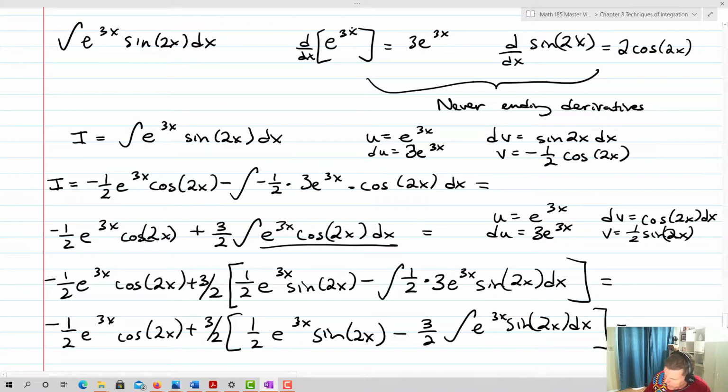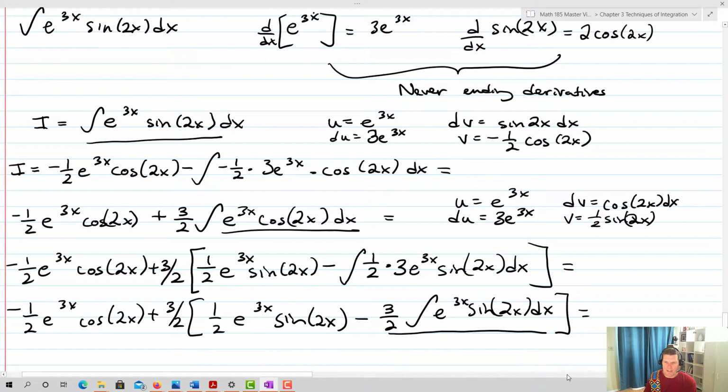But here's the trick now, and this is actually something really interesting and very clever. Notice that my integral, what I'm actually solving for, is e to the 3x sine 2x dx. And what I get here is the same thing: minus 3 halves, the integral of e to the 3x sine 2x dx. That's pretty great. What that means is that I'm going to make a substitution here and then just do some algebra.